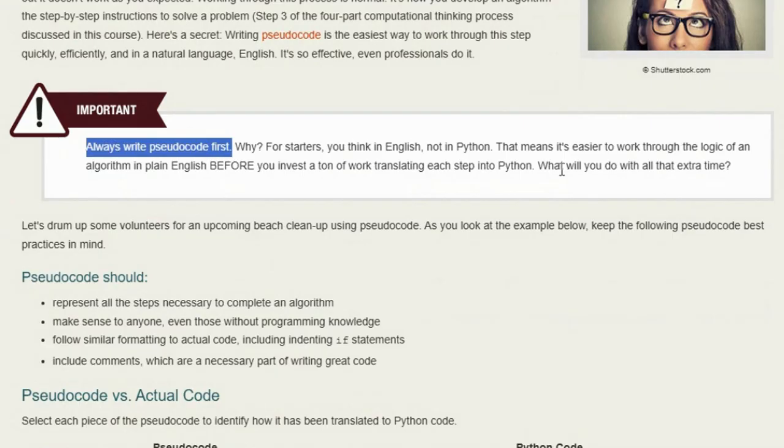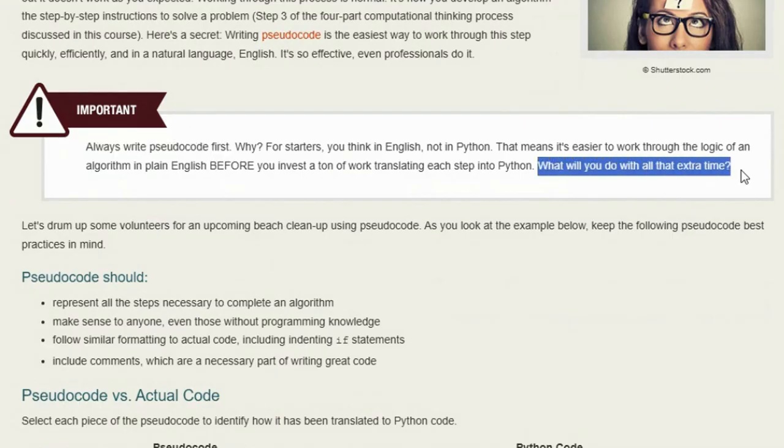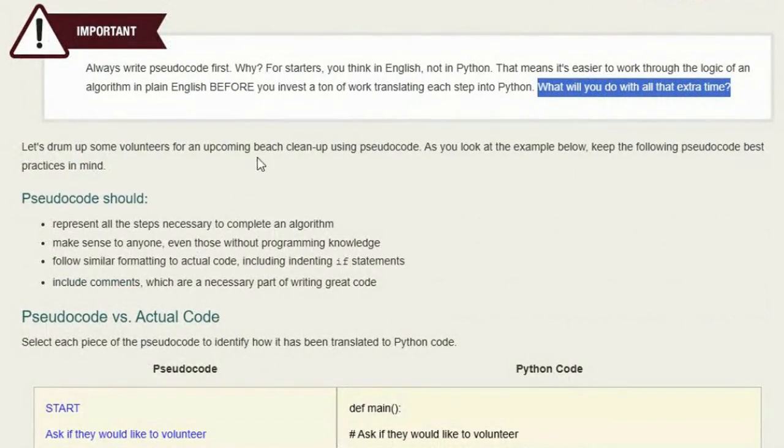It says, what will you do with all that extra time, since it's so much quicker? Let's drum up some volunteers for an upcoming beach cleanup using pseudocode. So let's look at the example below and keep the following pseudocode best practices in mind.